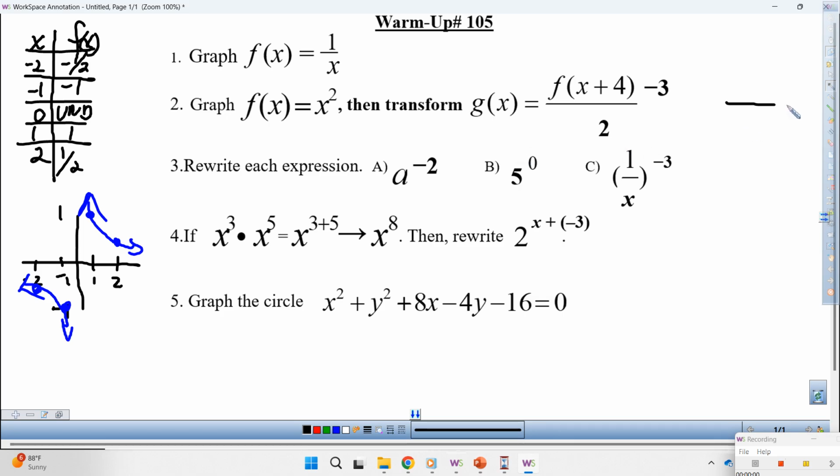Number 2, graph f of x equals x squared. So that's a parabola that looks like this. But we need to rewrite this one. Show your neighbor what you wrote for the rewriting of this one, please. Then Caesar's going to pass someone. What did you rewrite this one? G of x equals what? All right, good. Caesar, pass someone. Joseph, what'd you write?